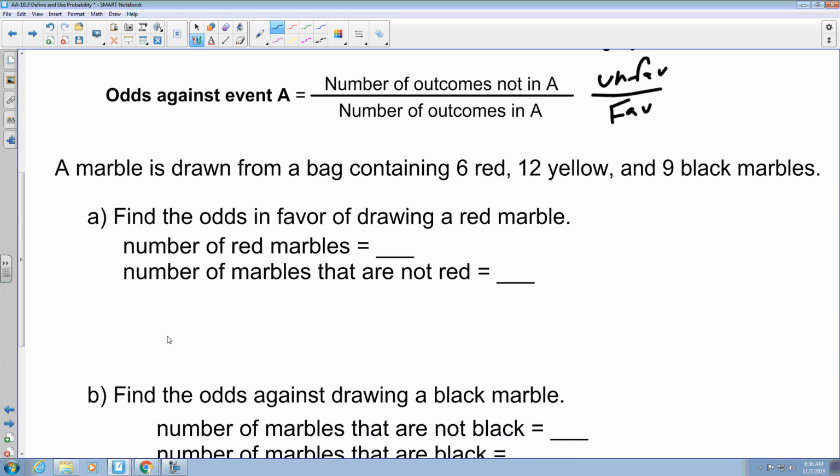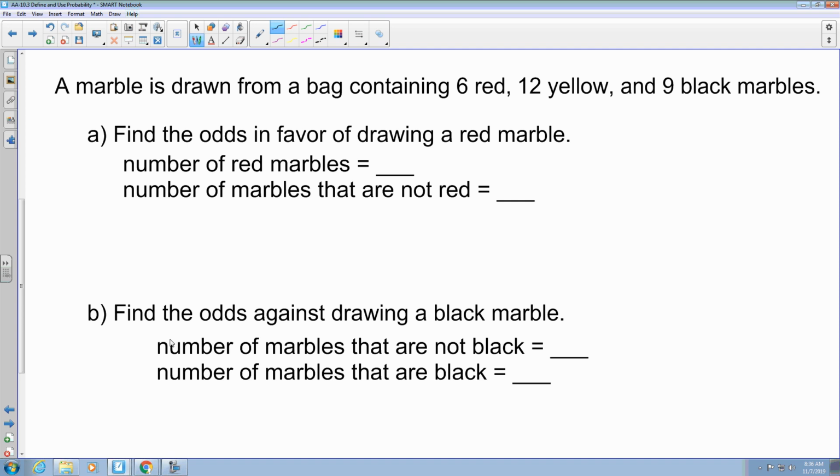So, looking at these questions here, it says a marble is drawn from a bag containing 6 red, 12 yellow, and 9 black marbles. They want us to first find the number of red marbles, well, that is 6, and then they're looking for the number of marbles that are not red. Well, that is going to be 12 plus 9, which is 21. Okay, here, because it said odds in favor, we have favorable outcomes on the top, which is 6, divided by unfavorable outcomes, which is 21, and that gets reduced to 2 over 7.